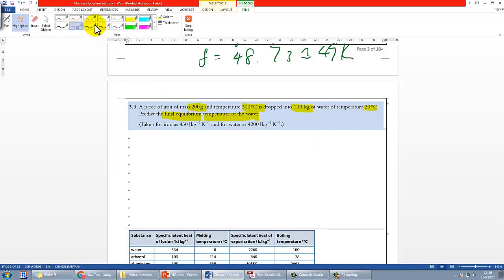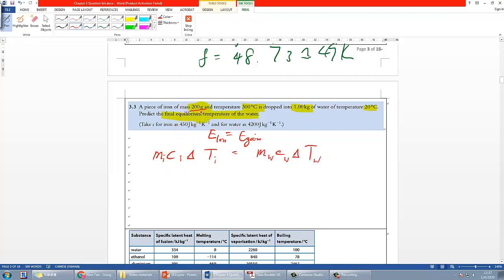Whenever you have two things mixed together in thermal physics, quite likely what you have to do is write, since energy is conserved, the law of conservation: energy lost equals energy gained, or you can use Q as well. So apparently you have to use mcΔT for both objects. I could put I for iron and W for water, it will be easier to distinguish.